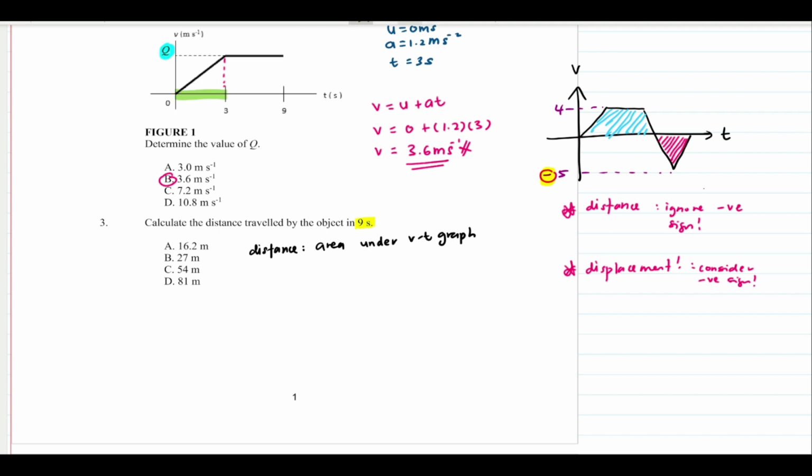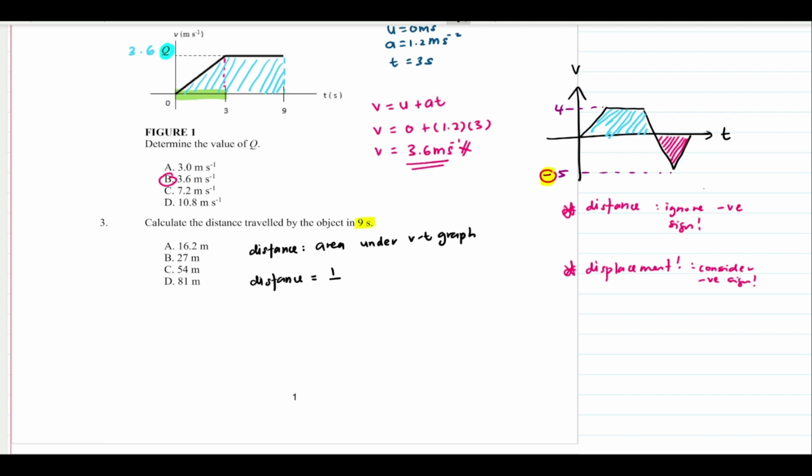Okay, sebab apa saya kata mudah? So, this is the area of the graph. So, kalau kita tengok, oh, ini adalah bentuk trapezium. Okay, nilai Q tadi kita dah dapat 3.6. So, sekarang saya dah boleh terus kira distance. Okay, so distance is equal to, so this is the trapezium shape.